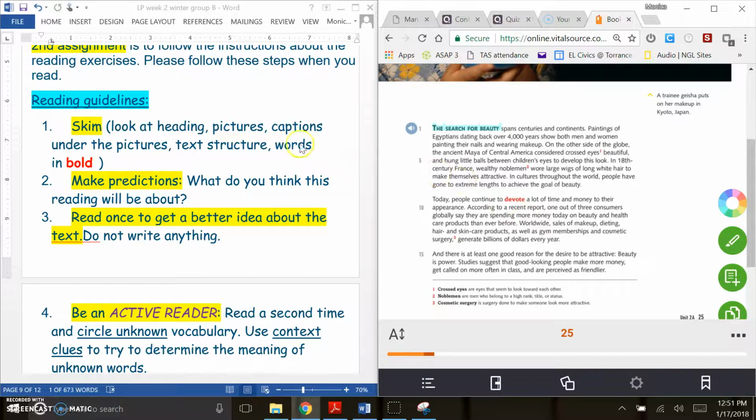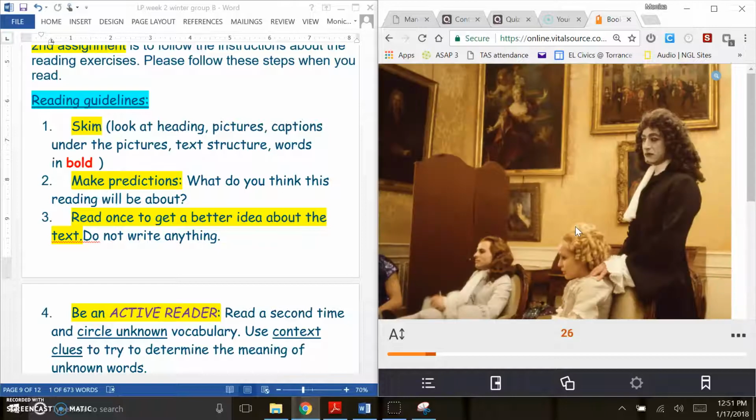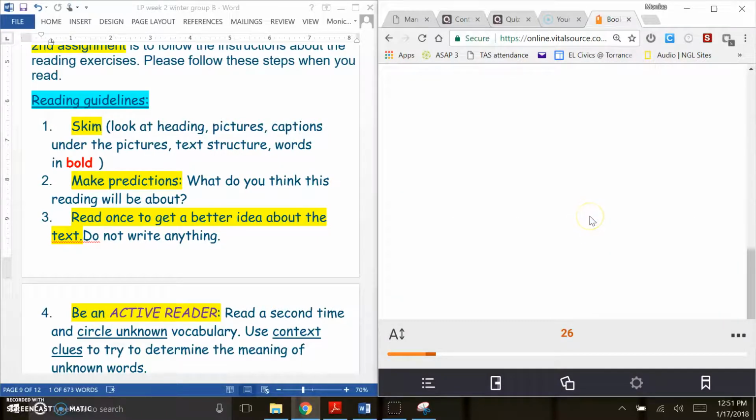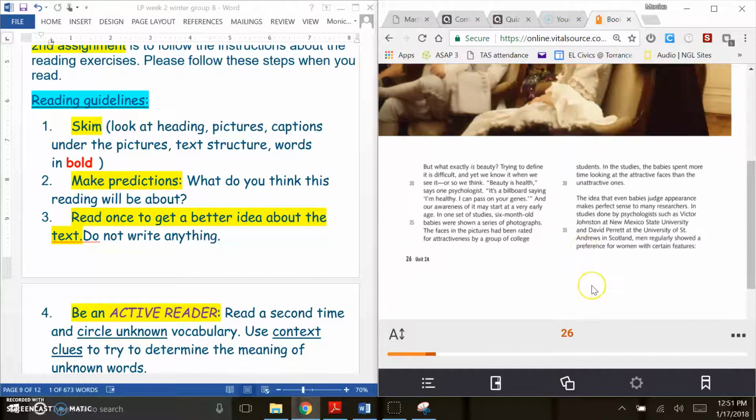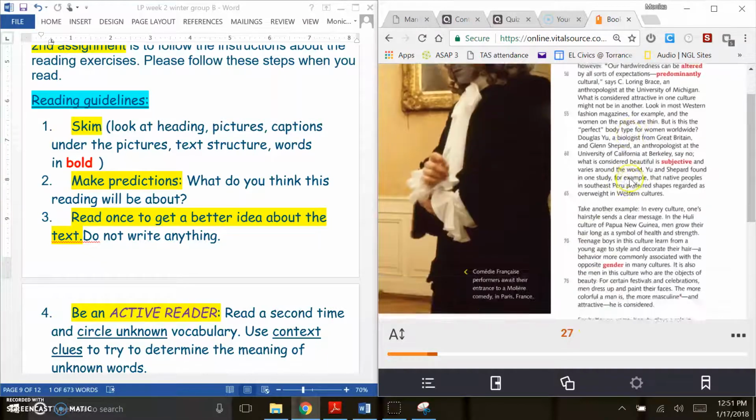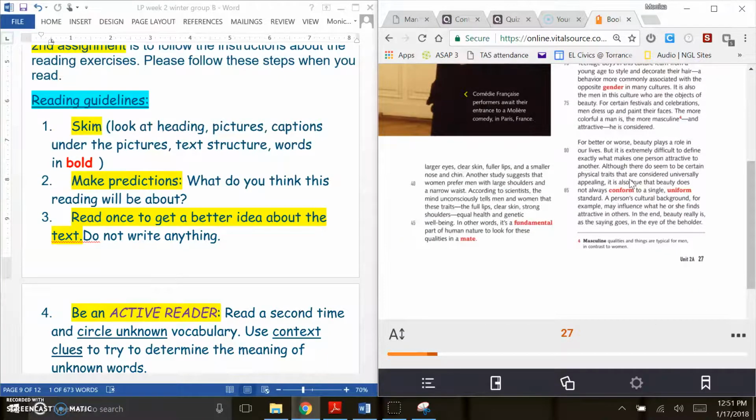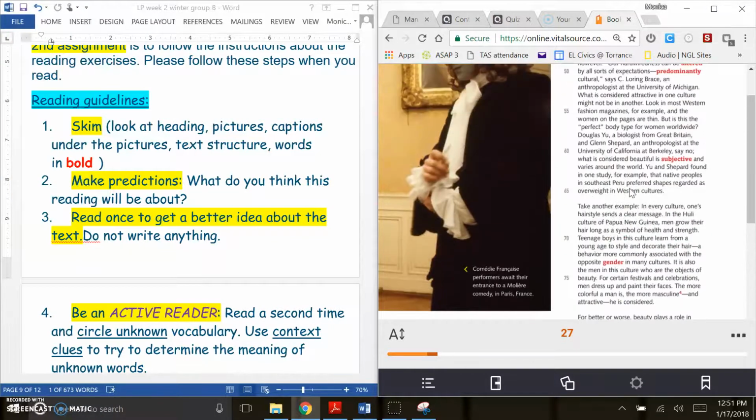And I'm also going to look at the words in bold. In your book, the words in bold will be in red. So I see devote. What else do we see? I don't have anything there. On page 5, I have all of my words in red. And this is actually the vocabulary we have been reviewing.